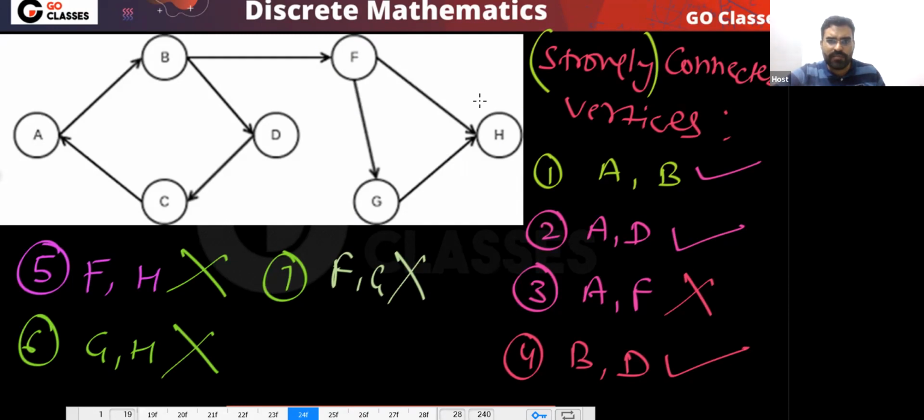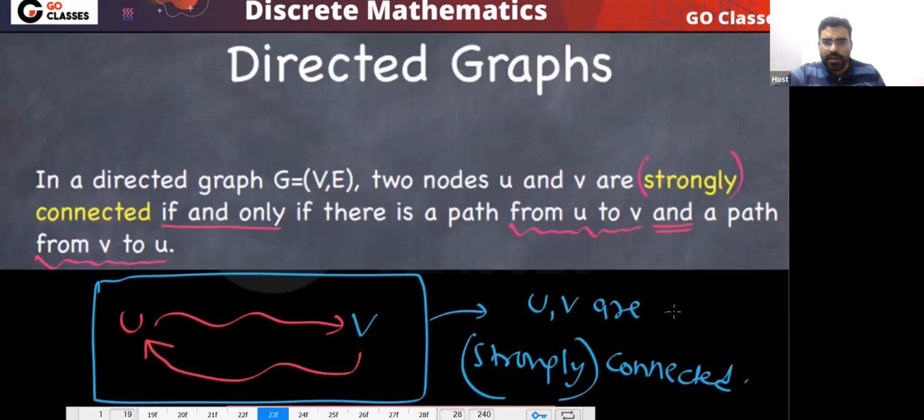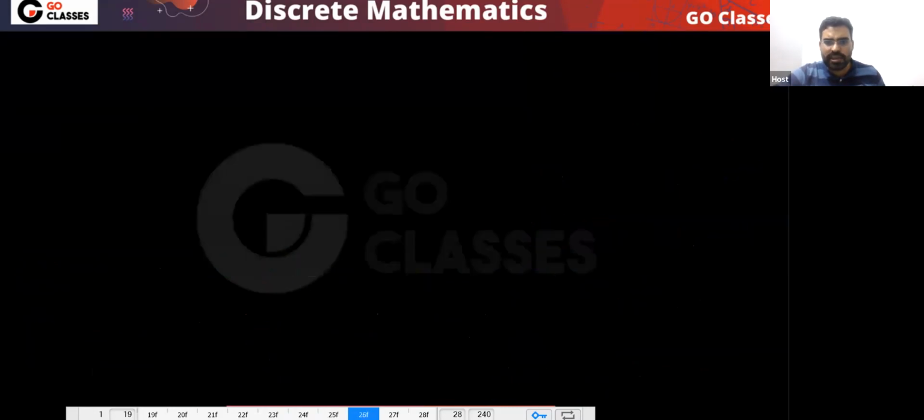Please let me know if anyone has any doubt. Let's see B, F. There is a path from B to F, but there is no path from F to B. So these are also not strongly connected. So the definition is very simple. Two vertices are strongly connected if you have a path from U to V and a path from V to U. Now one interesting question I will ask you.